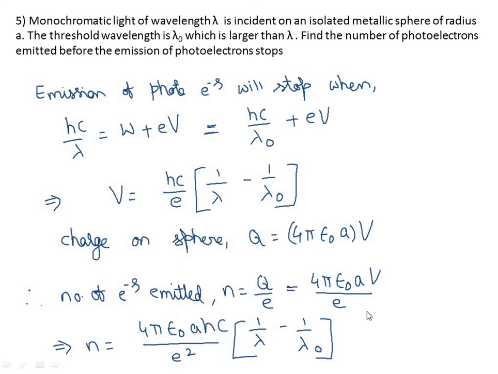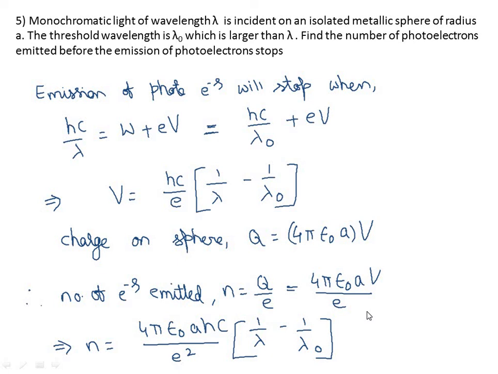Monochromatic light of wavelength lambda is incident on an isolated metallic sphere of radius a. The threshold wavelength is lambda naught, which is greater than lambda. Okay, the maximum threshold wavelength has been given for us and the incident wavelength is lambda. Find the number of photoelectrons emitted before the emission of photoelectrons stops. So a little tricky one.